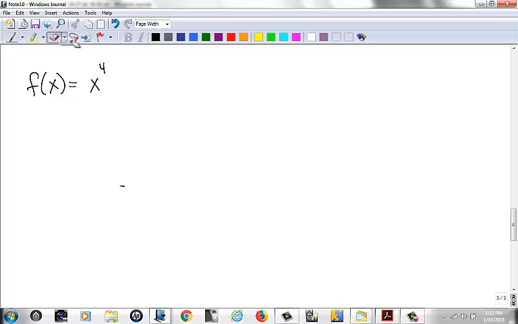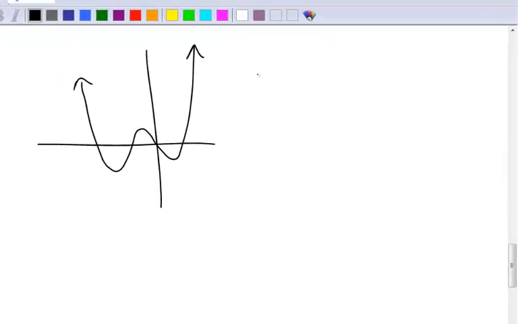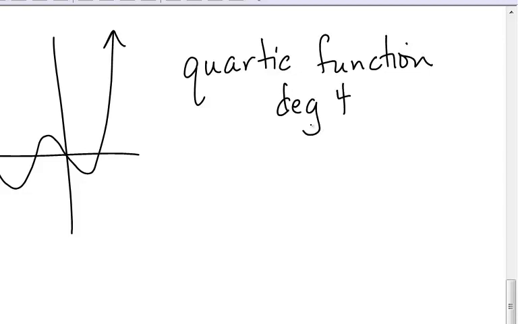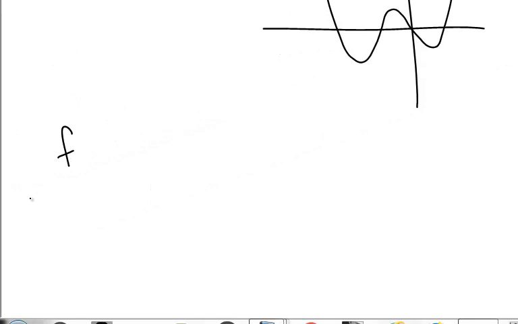If the highest degree term is an x to the 4th, it could look something like this. Okay, and that is called a quartic. It could open up or down, and the degree would be 4. How many times did that graph cross the x-axis? 4 times, right? It's going to cross an even number of times on a quartic. It'll either cross 0, 2, or 4. Okay? On an f of x, go one more.